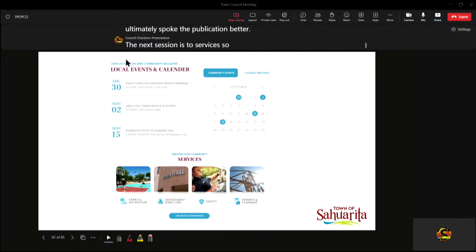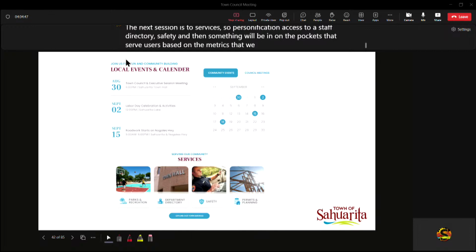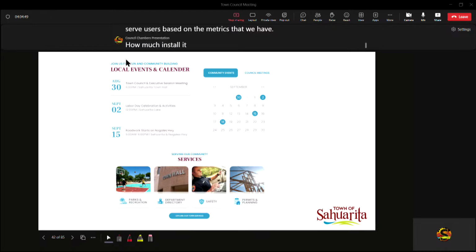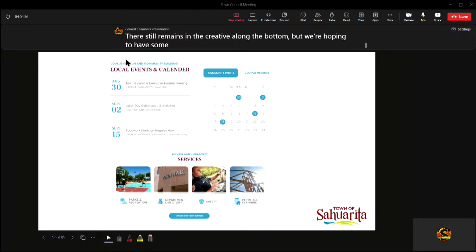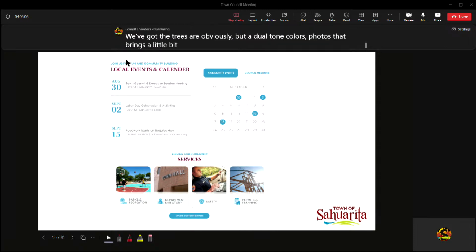So Parks and Recreation, access to a staff directory, safety, and then permits and planning will be among the primary pockets that serve users based on the metrics that we have had a chance to look at. And then at the bottom, we're still revising the creative along the bottom, but we're hoping to have some images that reflect Sahuarita, so possibly mountains. We've got the trees here, obviously, but a dual tone color footer that brings a little bit of life there to the bottom.